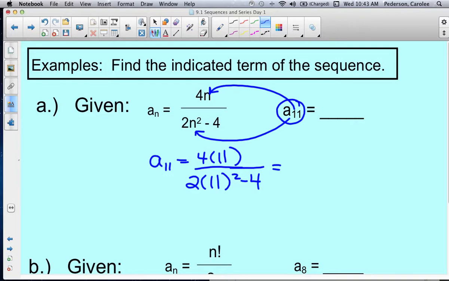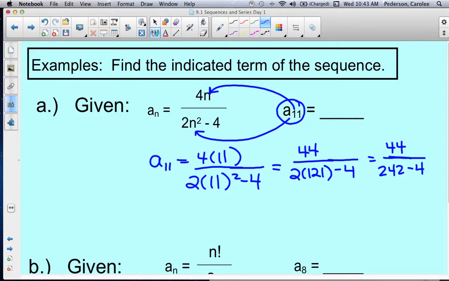So 4 times 11 is 44. And then 11 times 11 is 121. And we need to multiply that 121 by 2, so you get 242 minus 4. And then 44 over 242 minus 4 is 238. And then you just want to reduce that down to its lowest terms.